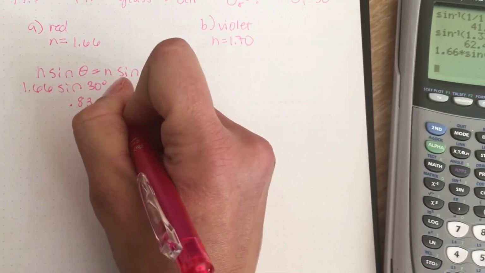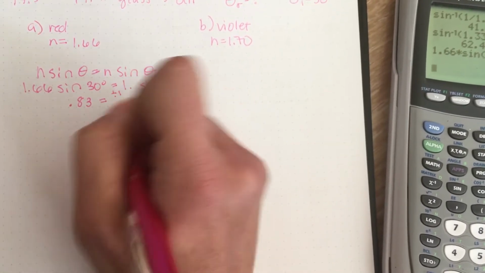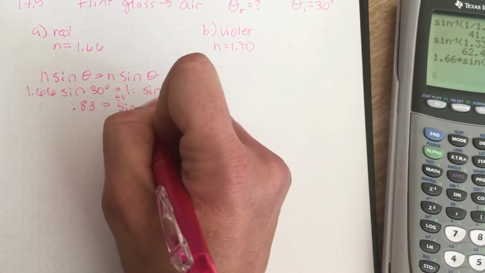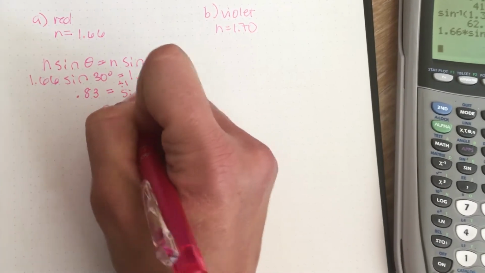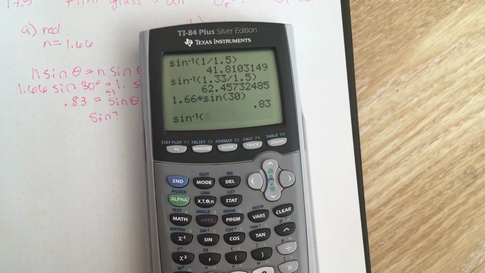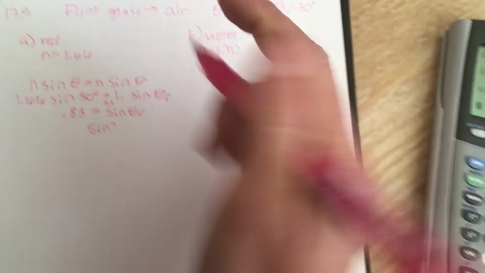I'm going to drop the 1 at this point because anything divided by 1 or multiplied by 1 is just what it was before. So I'm just going to say sine of theta sub r. But I still have to get rid of that sine, so I'm going to do the inverse sine of both sides. And I get 56 degrees.